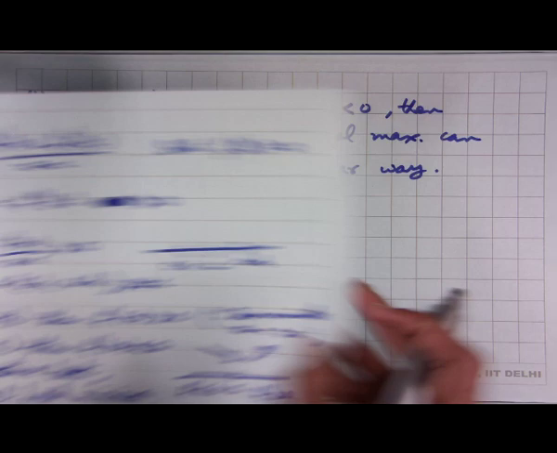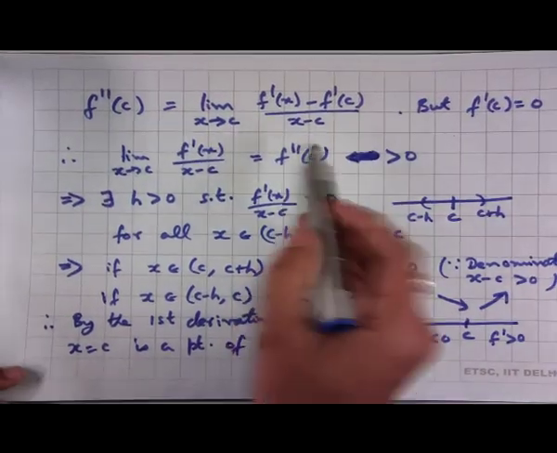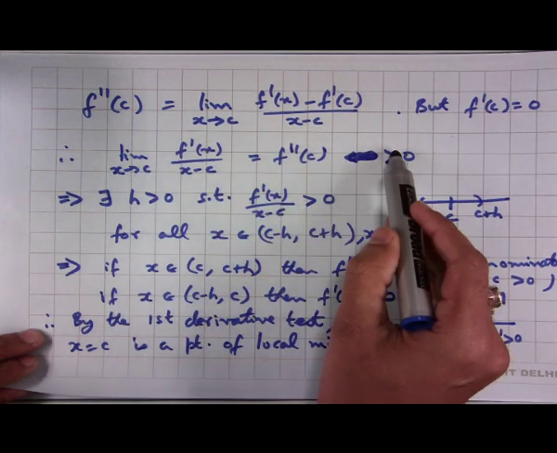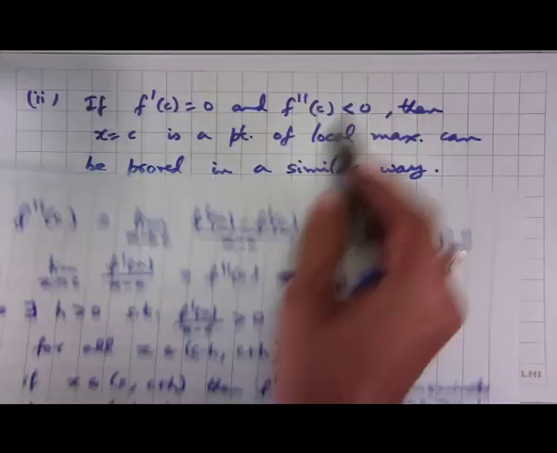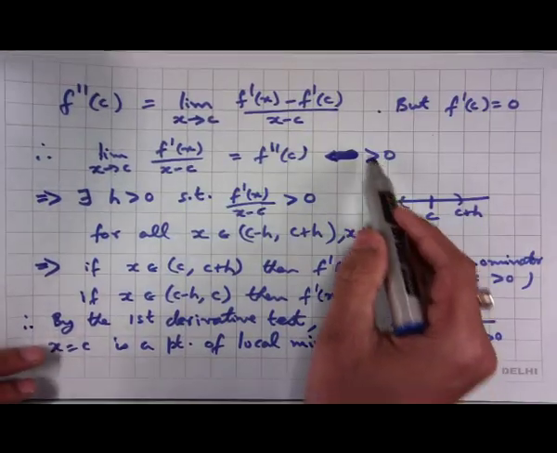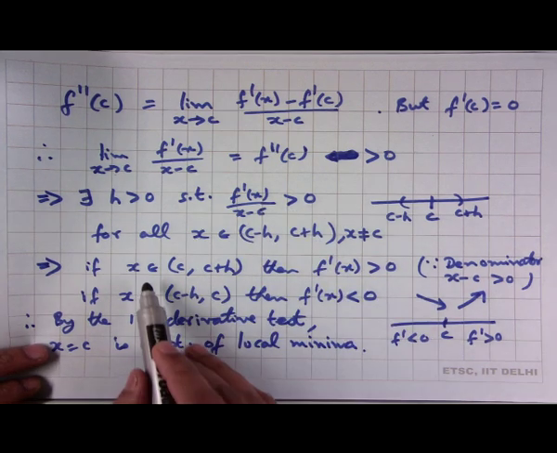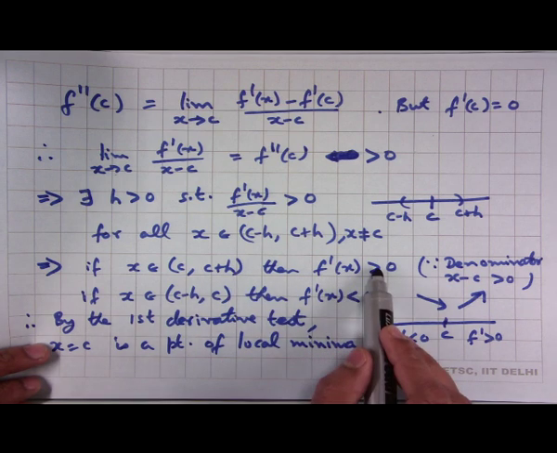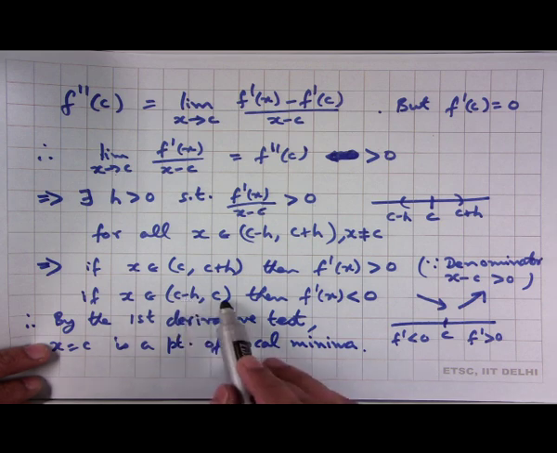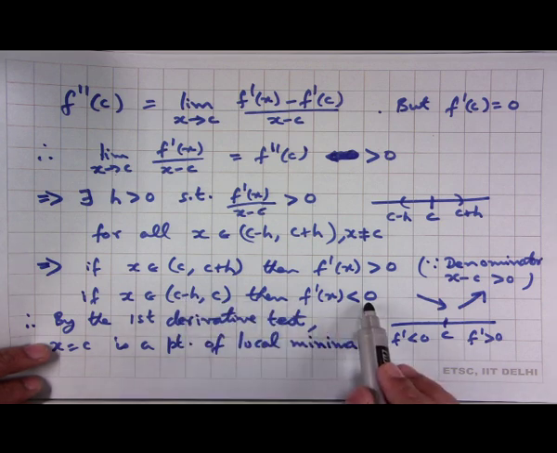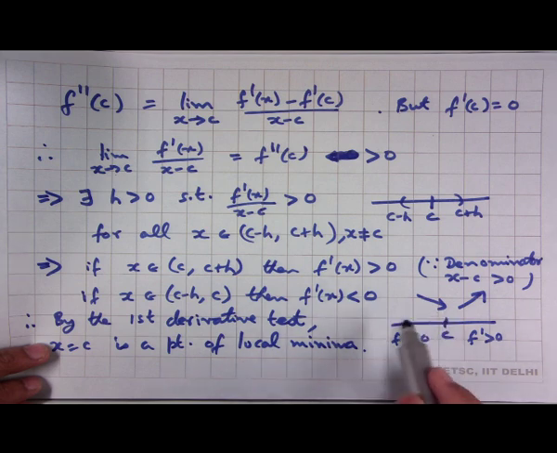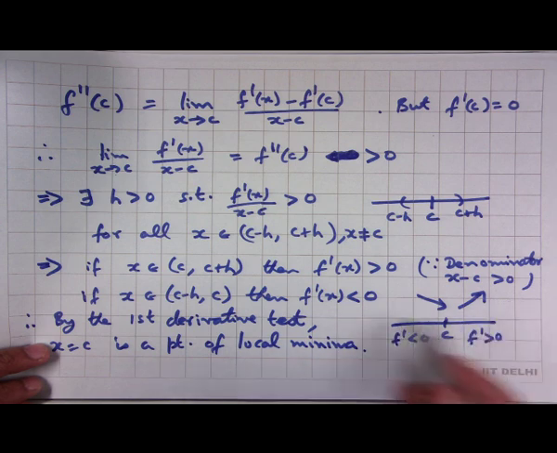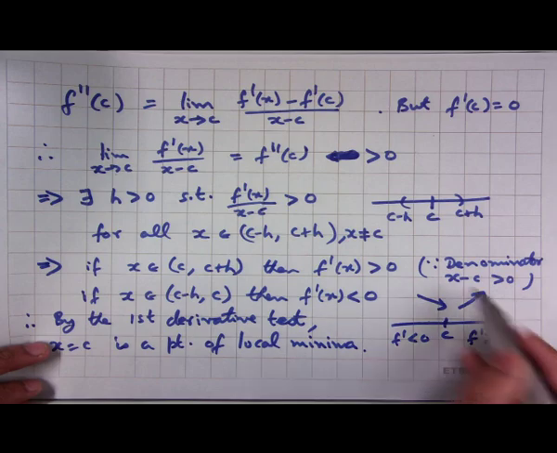So, in this case what we will have is that this limit is equal to f double prime c, which is assumed to be less than 0. If this is less than 0, then for x belonging to (c, c plus h), f prime x must be negative, and for x in (c minus h, c), f prime x must be positive. That means that f prime changes sign from positive to negative as we move across c. So, then by the first derivative test it must be a point of local maxima.